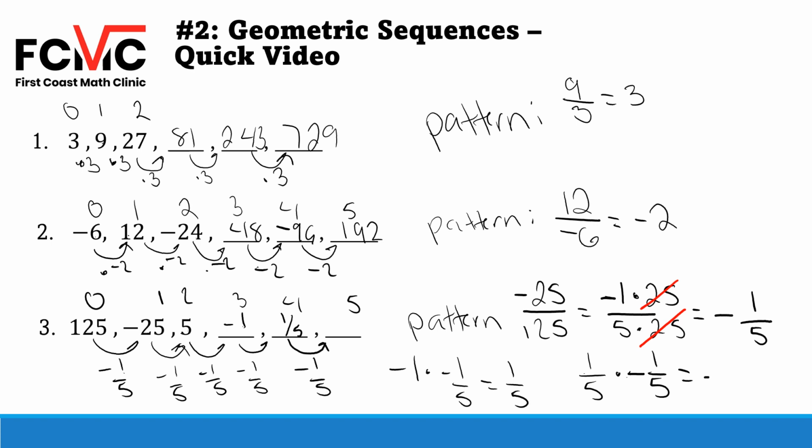Positive times negative is a negative, and multiply straight across. 1 times 1 is 1. 5 times 5 is 25. So we get negative 1 over 25 here for our last value. Okay. All right. So these were 3 quick examples on geometric sequences. We found our pattern first, and then we use that pattern to fill in our missing values.